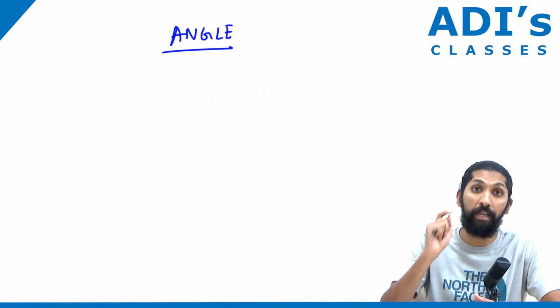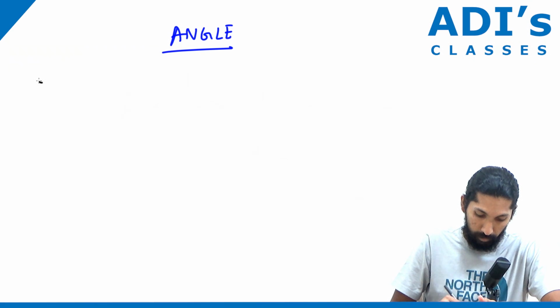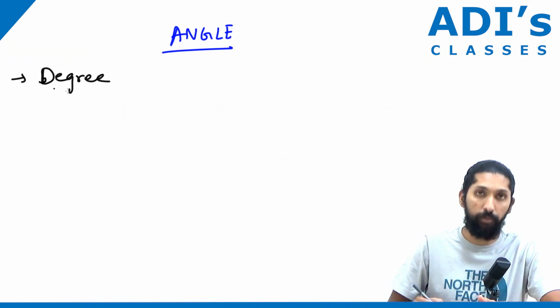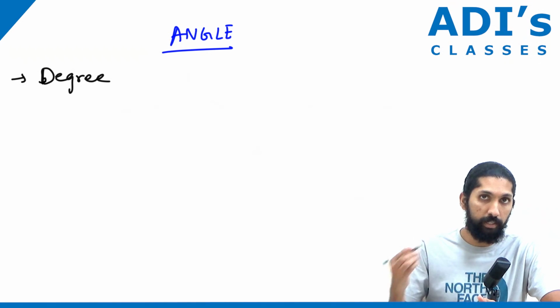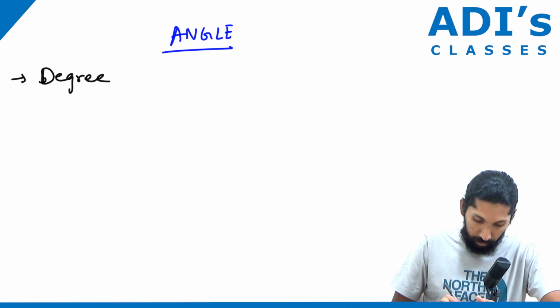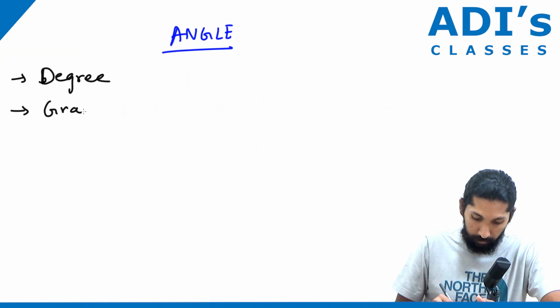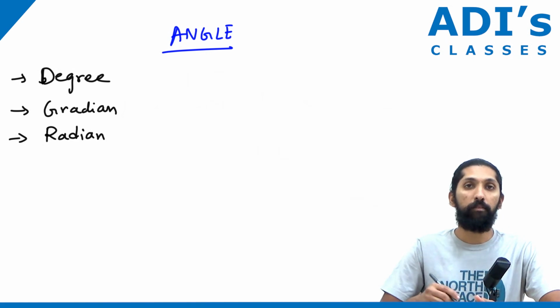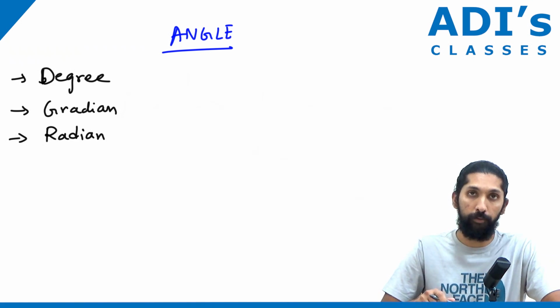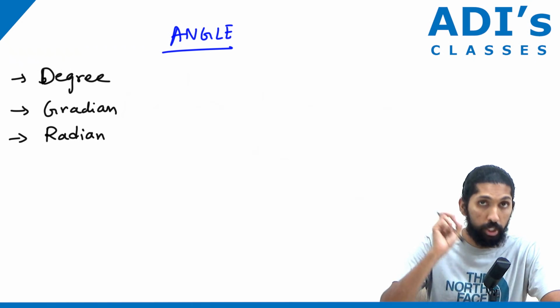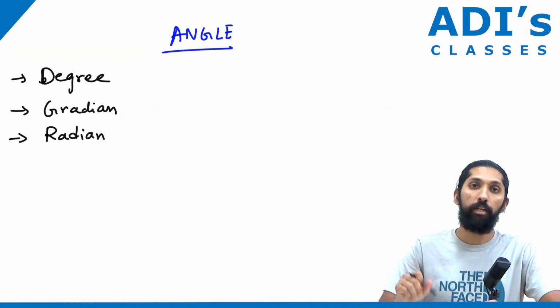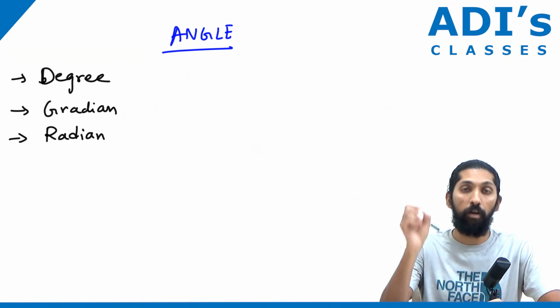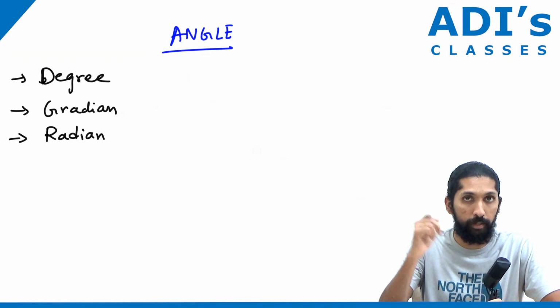One is called gradian. So the first one is degree, which we are all comfortable with because we have been using degree. Another one is called gradian, and one more is called radian. These are the three ways of measurement of an angle. Now how do you measure 1 degree? How do you measure 1 gradian? And what is 1 radian?